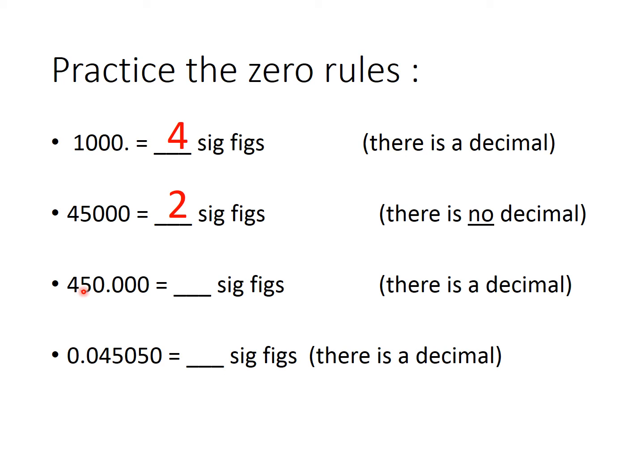This number, 450.000. These are trailing zeros. There is a decimal present, which means they are all significant, which means there are 6 significant figures.